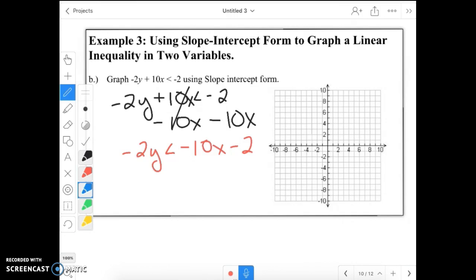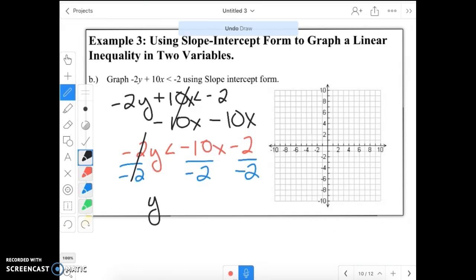Last step to get it in slope-intercept form, divide by -2, divide this by -2, and divide that last term by -2. These cancel out. Remember, because I'm dividing by a negative with inequalities, this rule still holds true, where I'm going to have to switch that sign around. So this should be greater than now and not less than. -10 divided by -2 gives me 5x. -2 divided by -2 gives me +1.